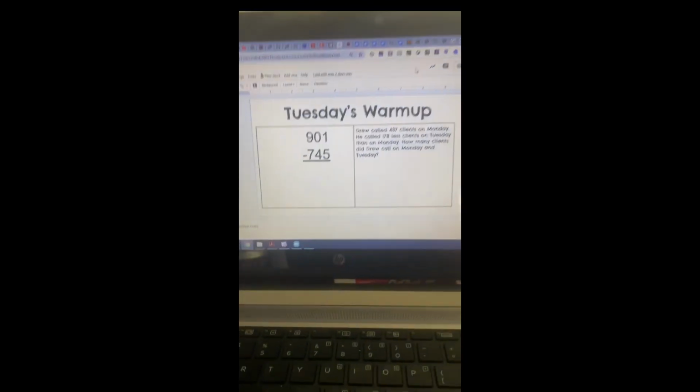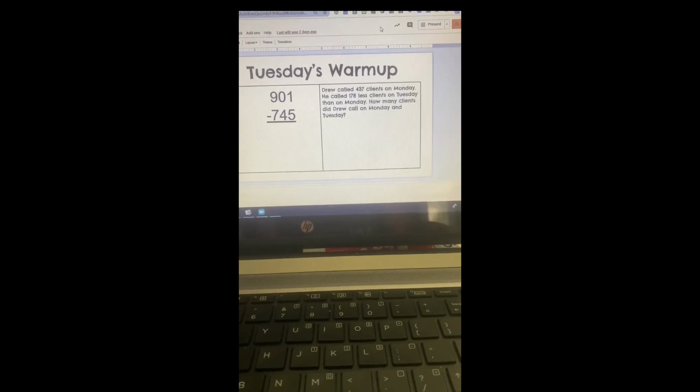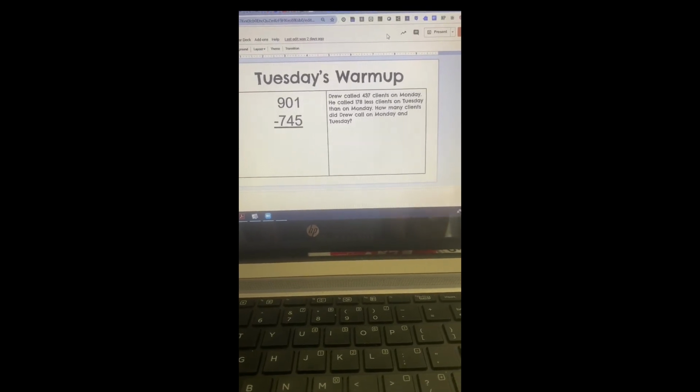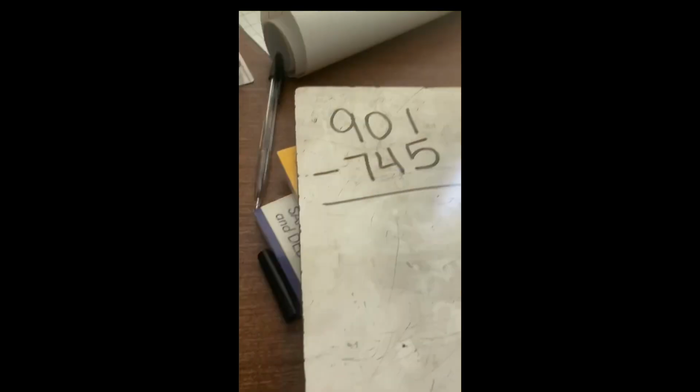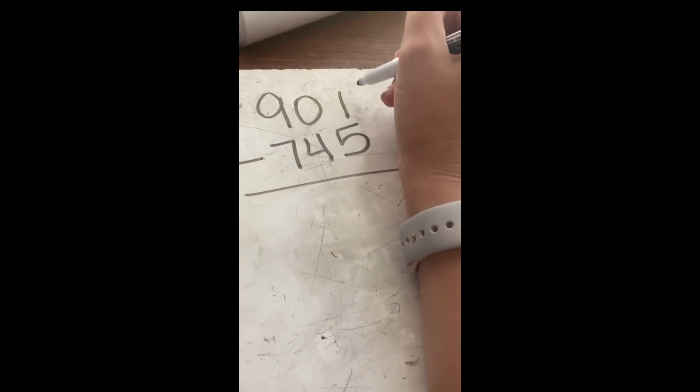All right, again, if you need more work or more time on either one of these problems, you can pause the video. If not, we're going to go ahead and get started with solving. So starting with the first one, 901 minus 745 using standard algorithm.